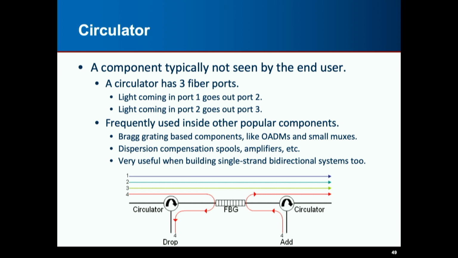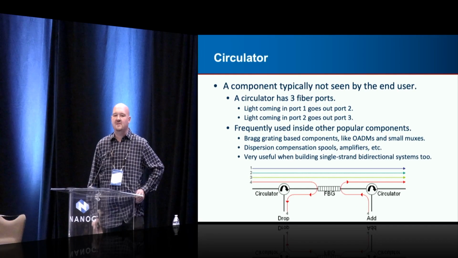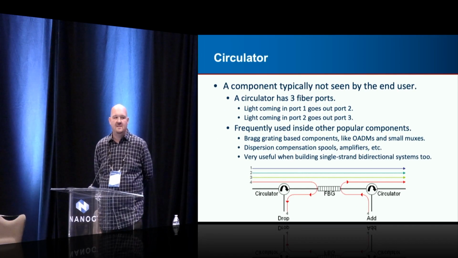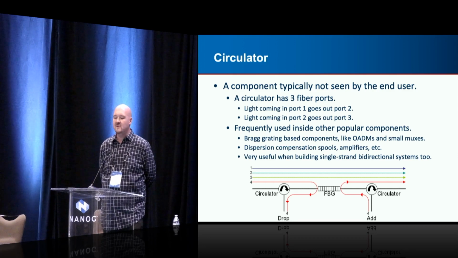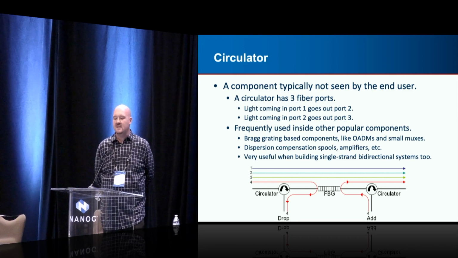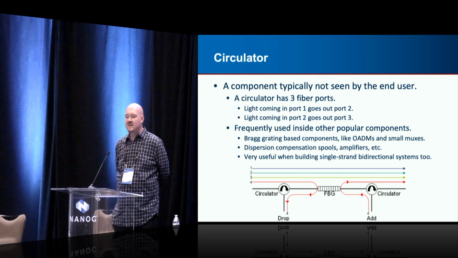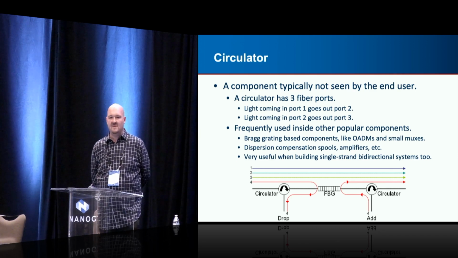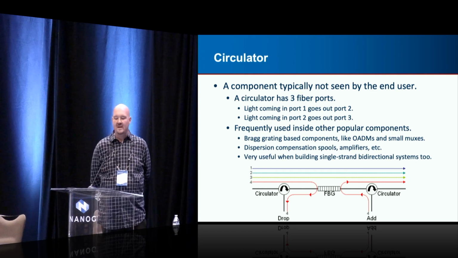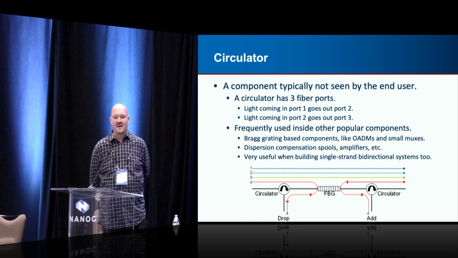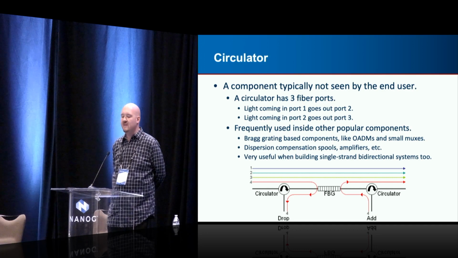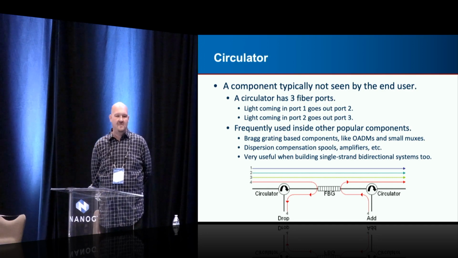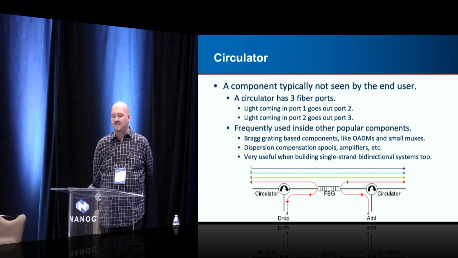A circulator is something that you generally don't see as an end user, but it's often a part of these internal components. The way a circulator works is light comes in port 1, it goes out port 2, light comes in port 2, it goes out port 3. So if something is reflected, it'll go out one port, and if something is not reflected, it'll pass through another port.